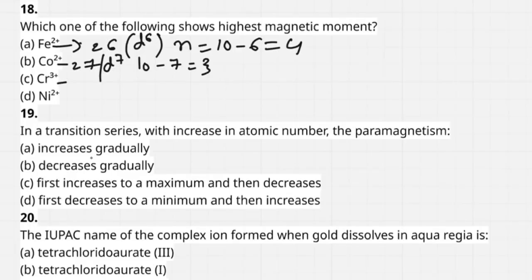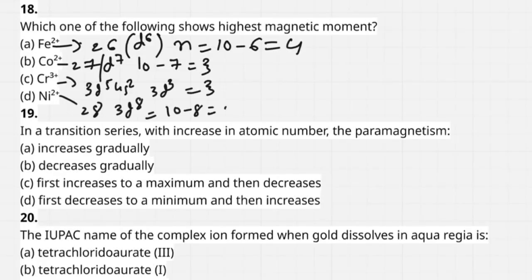For chromium, atomic number 24, it has 3d5 4s1. For chromium plus 3, you have to remove 3 electrons, giving 3d3, so it has 3 unpaired electrons. For nickel, atomic number 28, it has a 3d8 system. So 10 minus 8, it has 2 unpaired electrons.